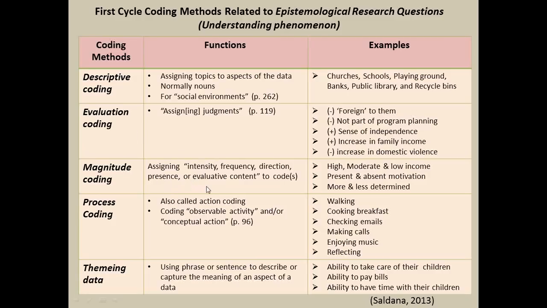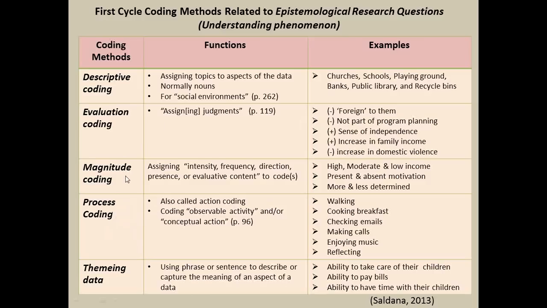Magnitude coding is to assess the intensity or the frequency of a phenomenon or a concept. So let's say the person is afraid, and based on the information, you can rate it as, okay, the person is highly afraid, or moderately, or something like that. So you attach a magnitude, you attach the intensity, to the information that you are taking from participants.